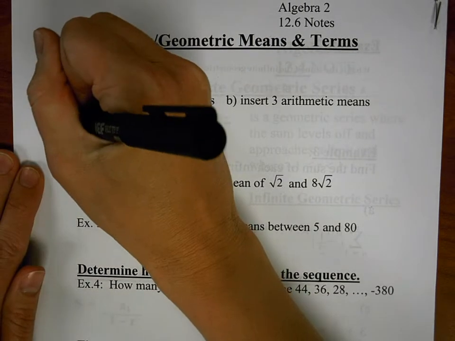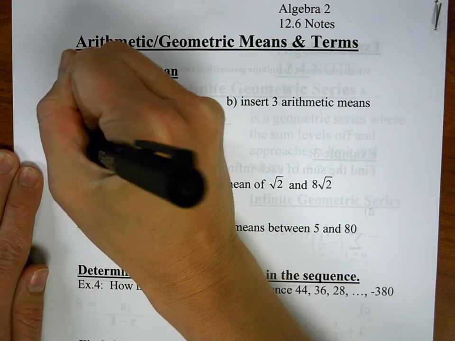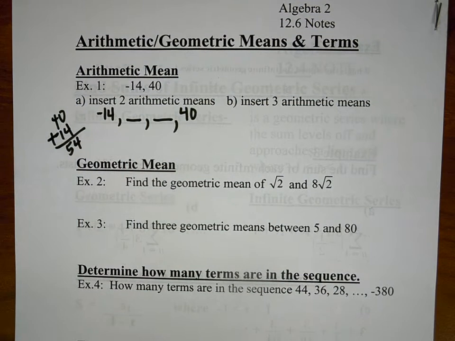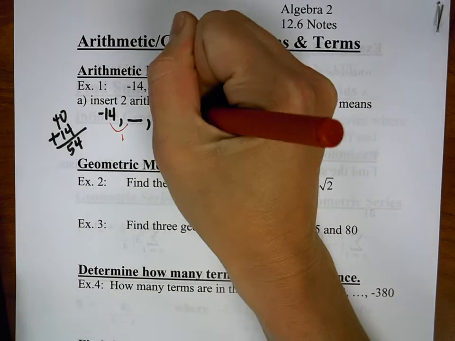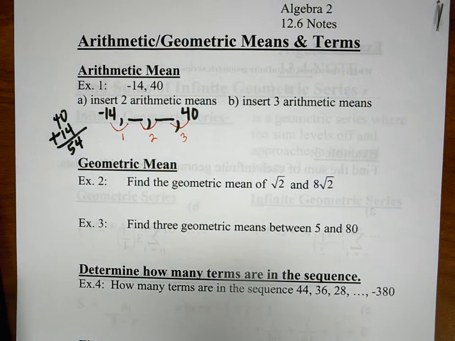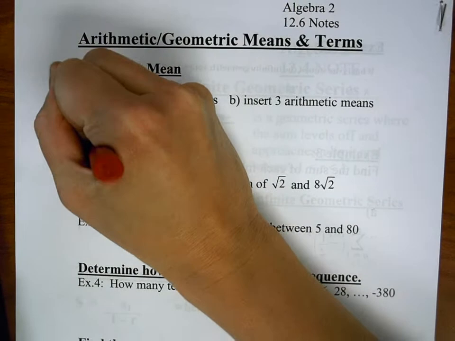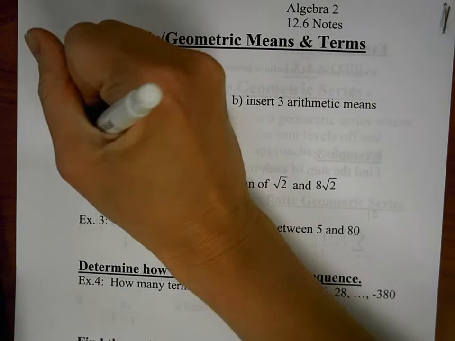So we go 40 minus negative 14, so really it's 40 plus 14, which is 54. And if you think about it, negative 14 to 0 is 14 numbers, and then 0 to 40 is 40, and 40 plus 14 makes 54. So then you have to decide how many differences are we going to be adding. So from here, this is one difference we're adding, then we're adding, that's 2, and this is 3. So we have to take this number 54 and divide it by 3. 54 divided by 3 equals 18.